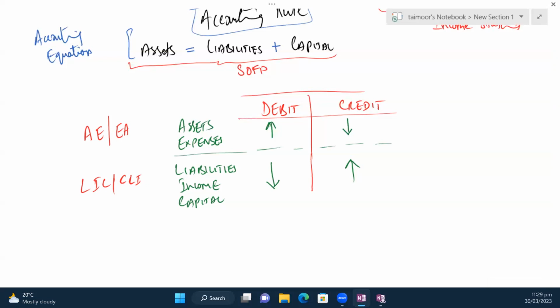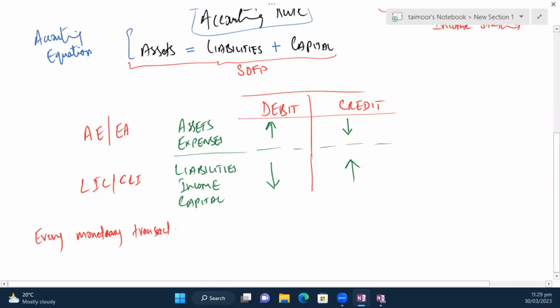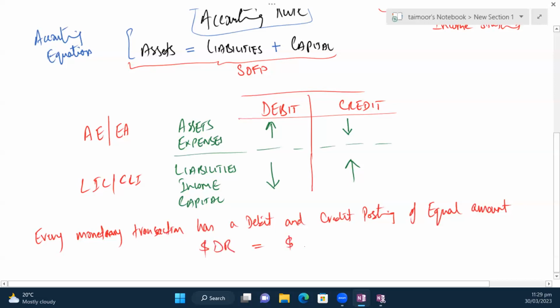Now, having said that, यहाँ पे एक चीज बहुत important है. वो important ये है कि जी every monetary transaction has a debit and credit posting. Every monetary transaction has a debit posting and a credit posting of equal amount, which means amount of debit will always be equal to amount of credit.